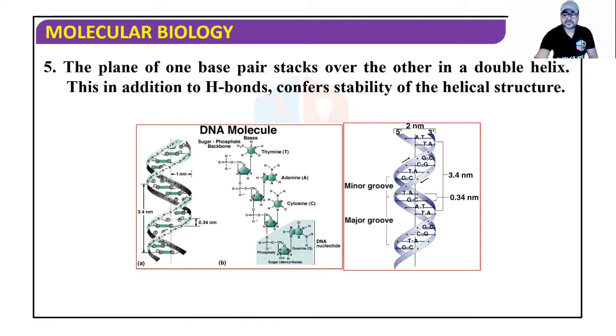देखिए जो narrow है it is minor and major is very deep. देखिए अब इसमें क्या है, जो major and minor दो अलग अलग ग्रूव्स हैं, और इन major and minor ग्रूव्स में जो आपके एंजाइम्स होते हैं वो एंकर होकर फंक्शन करेंगे.